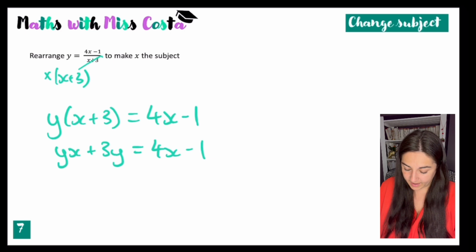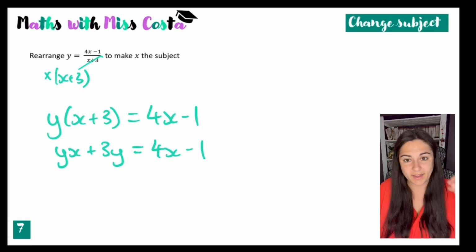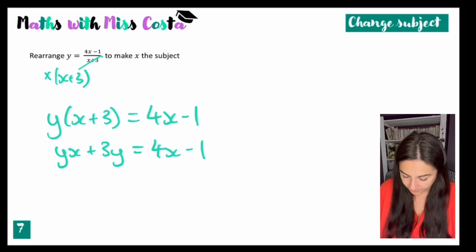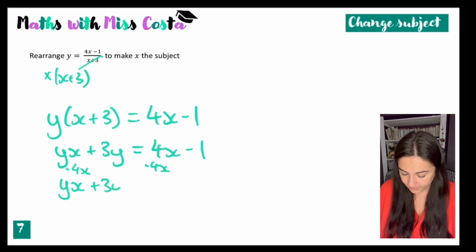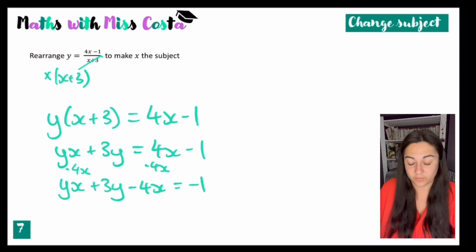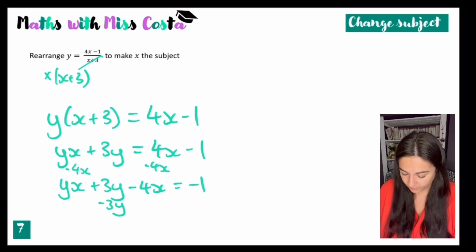Now this, what can I do? Well, I want to make x the subject, so that means I want all of my x's to be on one side. So let's take 4x from both sides. So yx plus 3y take 4x equals negative 1. I obviously want to move the 3y to the other side because that's getting in the way. So do the inverse. So yx take 4x equals minus 1 take 3y.